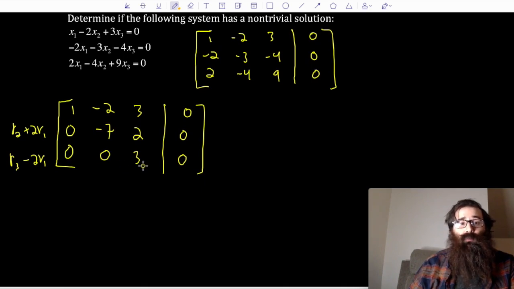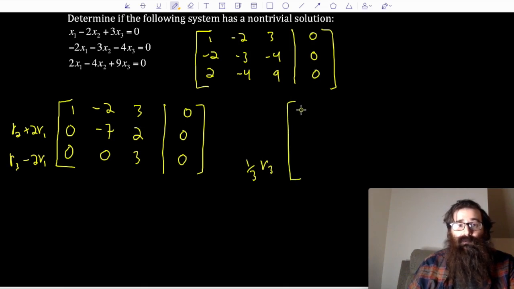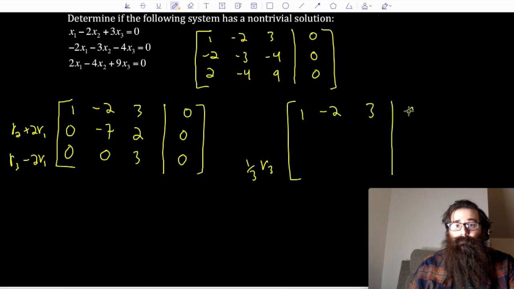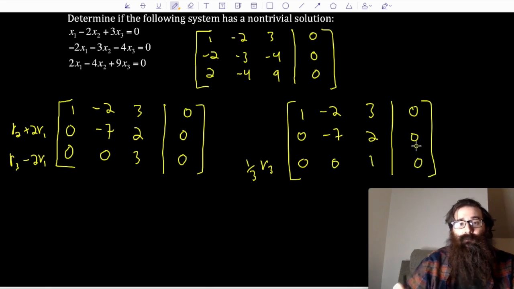If I notice here in row 3, I can actually scale this. So I could do 1/3 row 3, just scaling it down. So I'll rewrite the rest of the rows. So there's row 1, row 2, and then here row 3. If I divide everything by 3, I'm going to get 0, 0, 1 augmented with 0.